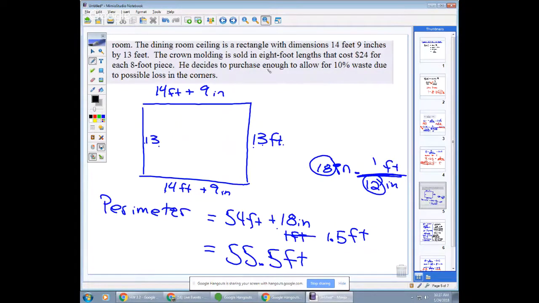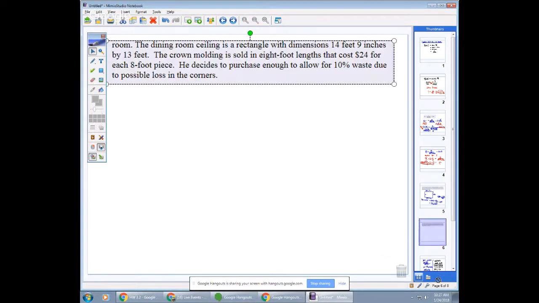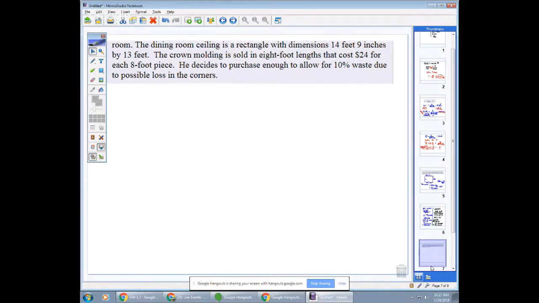Let's see, what am I missing here? Let me copy this into a new page. And make a note that we need 9.4% sales tax.